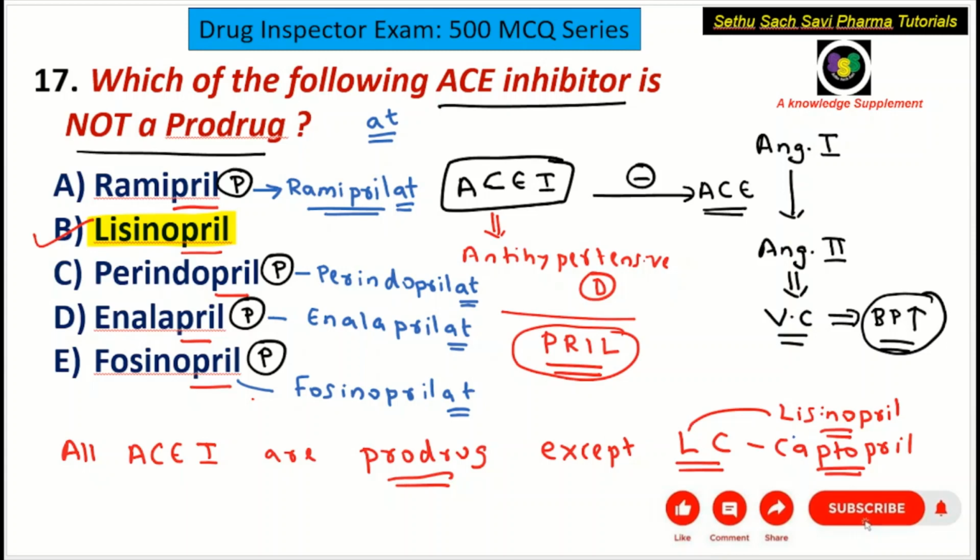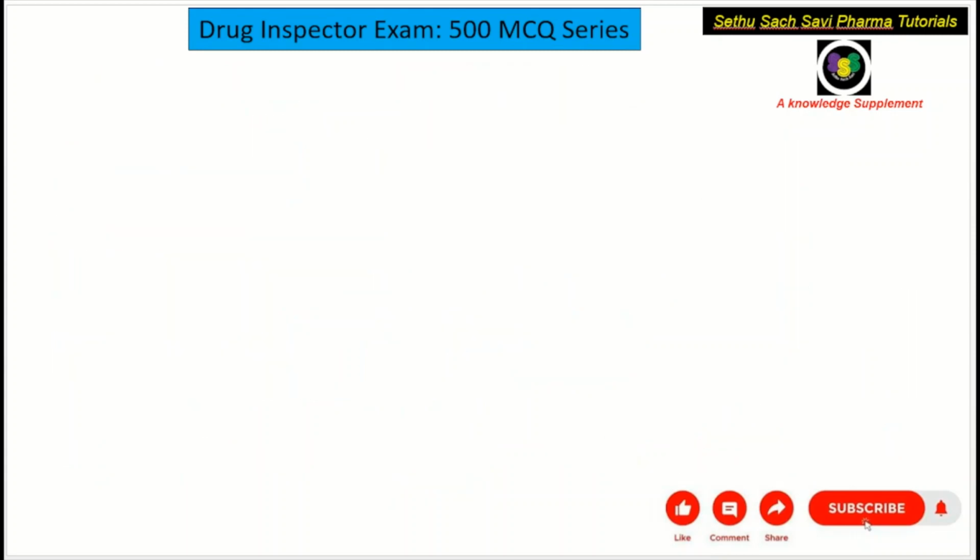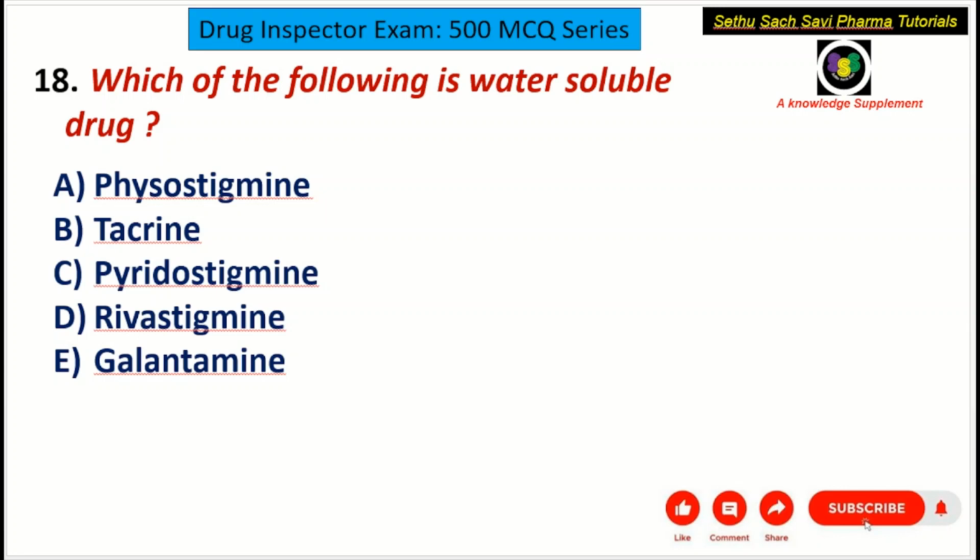Okay. Let's move on to the next question. Which of the following is a water soluble drug? A, physostigmine. B, tacrine. C, pyridostigmine. D, rivastigmine. E, galantamine. So first of all, what is the speciality of these five drugs? Physostigmine, pyridostigmine, tacrine, rivastigmine. What is the speciality?